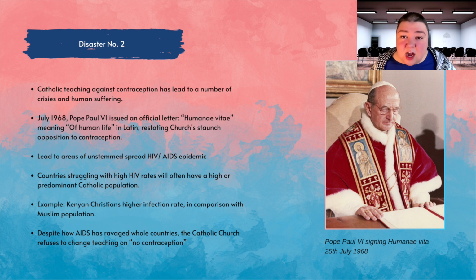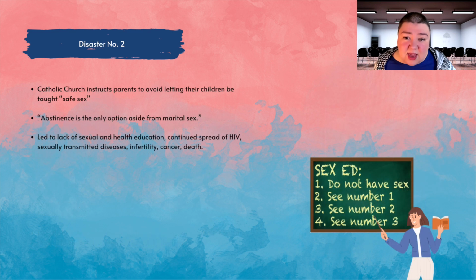It has been found that countries struggling with high HIV rates will often have a high or predominant Catholic population. For example, in Kenya, it is the Christian women and men who have the higher infection rate in comparison with their Muslim counterparts. Despite how AIDS has ravaged whole countries, the Catholic Church continues to hold fast to their teachings of no contraceptives and instructs parents to avoid letting their children be taught safe sex methods, that abstinence is the only option aside from marital sex.